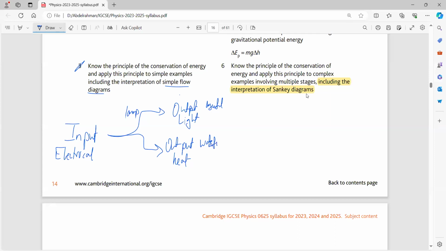If the input was 500 joules, then the output has to also be 500 joules. If the light was 100 joules, then the wasteful or the heat would be 400 joules. That's all you're required to know. This is input and output. Input has to be equal to the output. Okay, good.